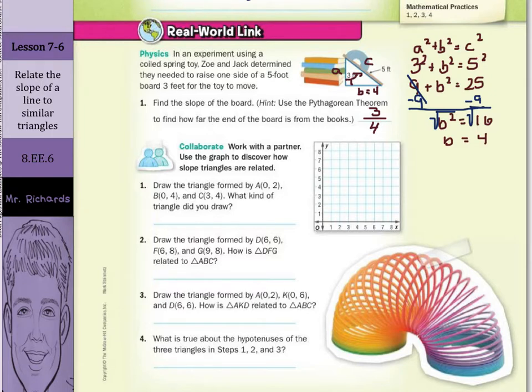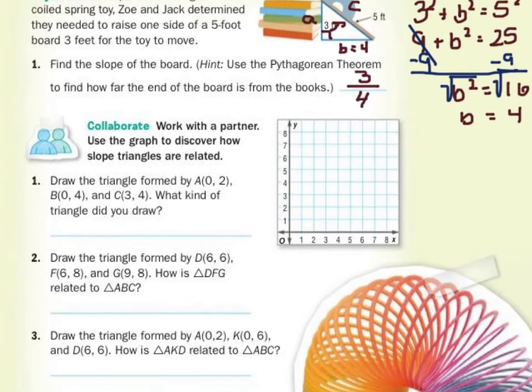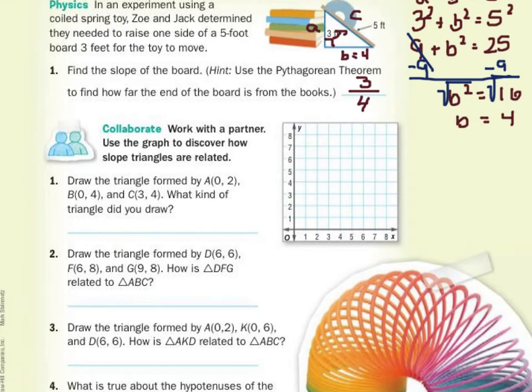Now as we continue on into our collaborate, we'll use this graph to discover how slope triangles are related. It says draw the triangle formed by (0, 2), (0, 4), and (3, 4). And what kind of triangle did you draw? Let's zoom in a little bit here to help us draw these triangles just a bit better. A is at (0, 2), which is right here. B is at (0, 4), which is right there. And C we're going to label at (3, 4).